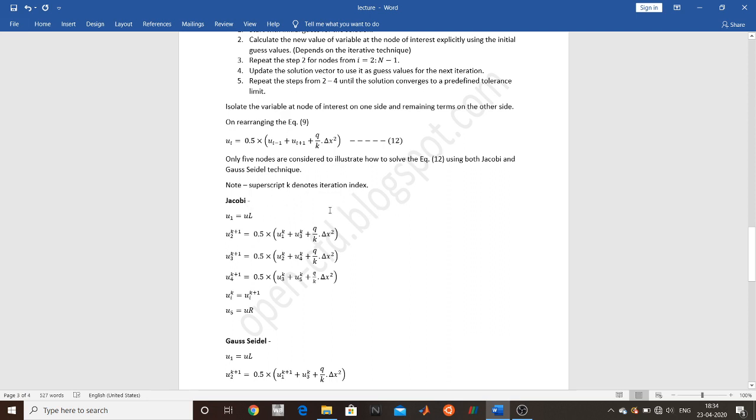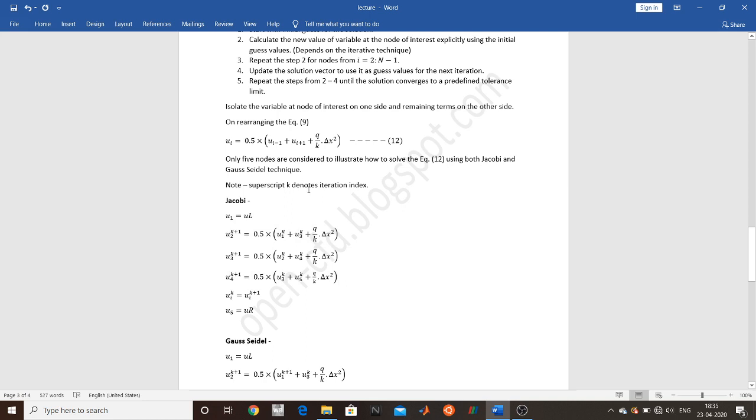U at 1 equal to UL, which is the Dirichlet boundary condition that we have. And u at I equal to 5 is also known. In order to make you understand, I just considered 5 nodes. So u at 2, where k represents my iteration index. So u2 at k plus 1 can be written as 0.5 times u1 at the iteration number k. Note that u1 at k and u1 at k plus 1 are the same because it's a boundary condition, and same for u at I equal to 5 also.